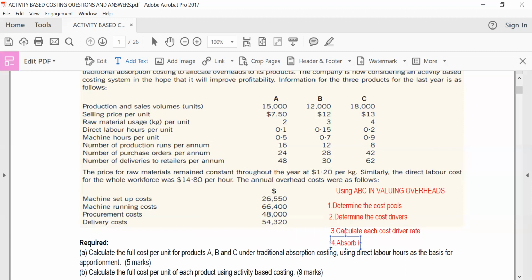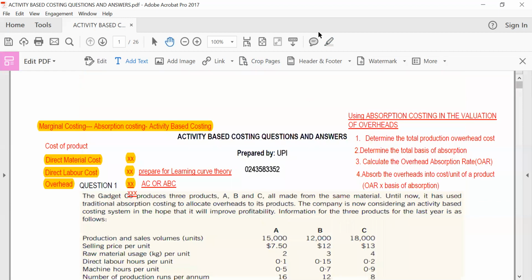So absorb into cost per unit of a product. So these are the steps in valuation of overheads using activity-based costing. That is the step. And these are the steps in the valuation of overheads using absorption costing.